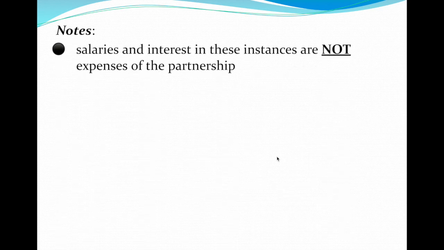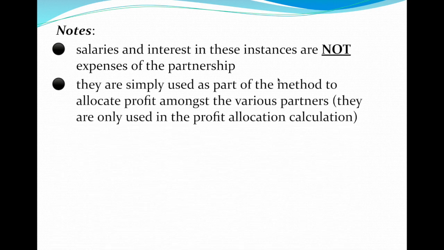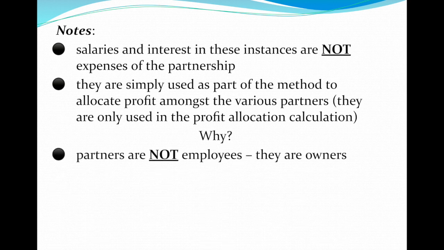Okay, so salaries and interests in these instances are not expenses of the partnership. That's something to remember. Now, this pertains mostly to how entries are made. They're just used as part of the method to allocate profits amongst various partners. They're only used in the profit allocation calculation. And the reason for this is that partners are not employees, they're owners. And so, as I was saying earlier, partners don't usually cut themselves a salary.